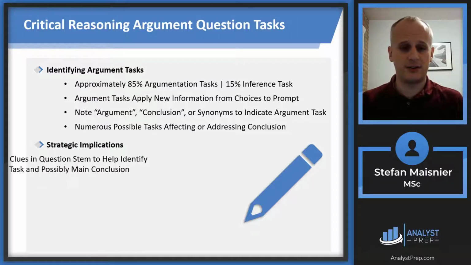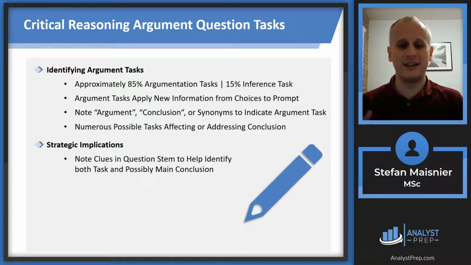Now, the strategic implications of these begin with the idea that you need to note the clues in the question stem to not only help identify your task, but possibly your main conclusion. If it says something like the plan, well, clearly I know that's my conclusion, that the plan is going to succeed in some fashion. Or if it's asking about the increase in musk ox attacks, is likely to increase, you're like, well, that's my conclusion if I have it stated in the question. So always note and see if you've got a little bit more information in the question to help you identify not only the task, but also the main conclusion.